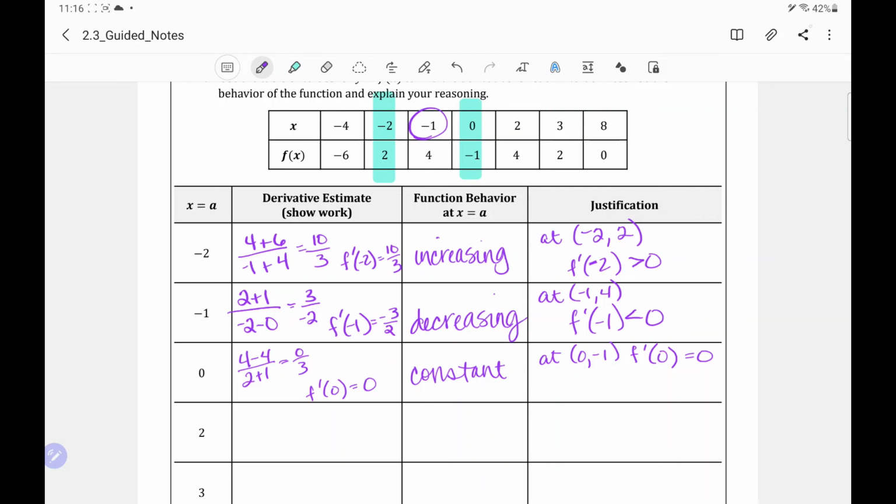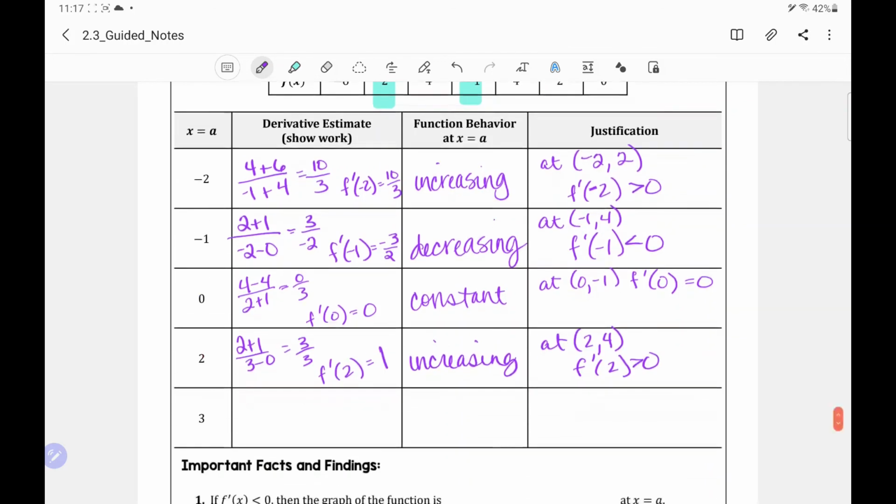All right, do the next one. In 3, 2, 1. Okay, here's this one. We're increasing again. We got f prime of 2 equals 1. It's increasing. Your justification is that at 2, 4, f prime of 2 is greater than 0. Okay, last one. 3, 2, 1. All right, here we go.